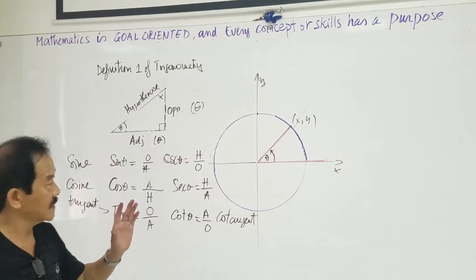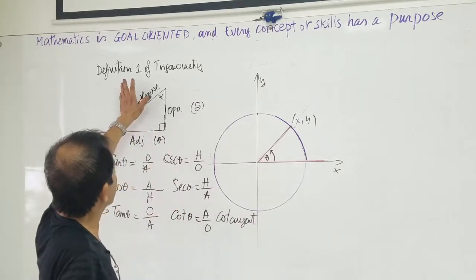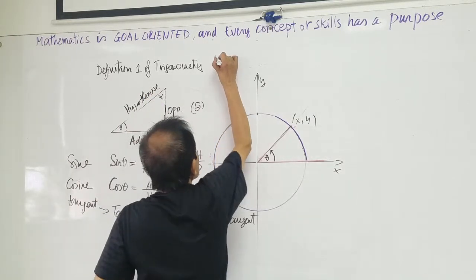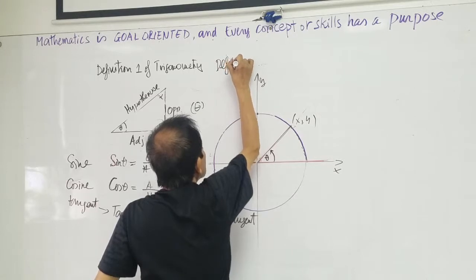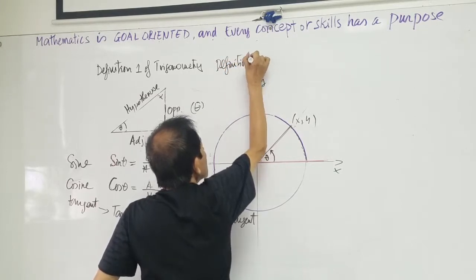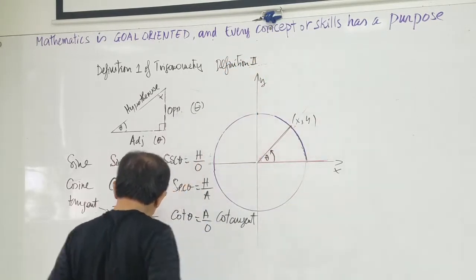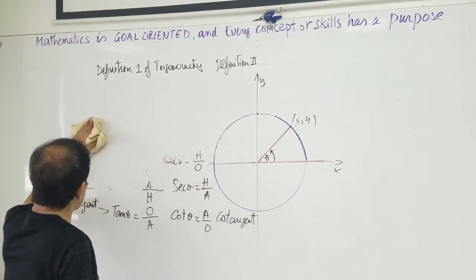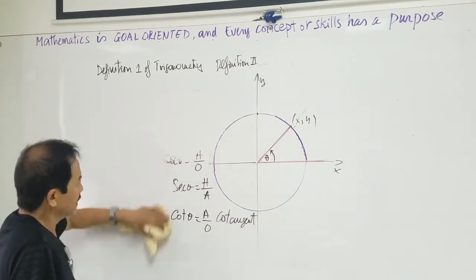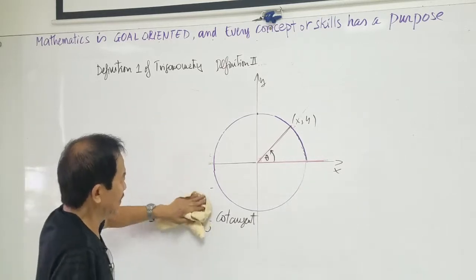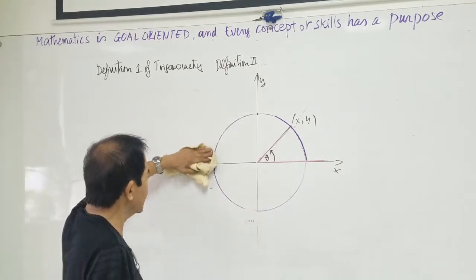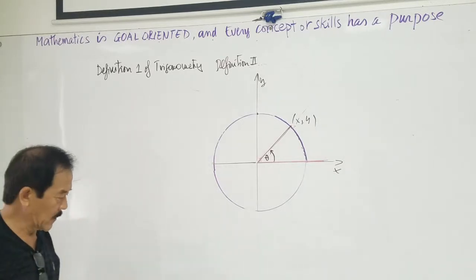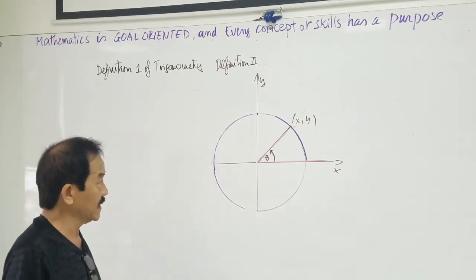Okay, now secondly, I'm talking about definition number 2 of trigonometric functions. Now we deal with a different kind of angle. The angle can be any angle. We talk about any angle, negative, positive, it can go to infinity.